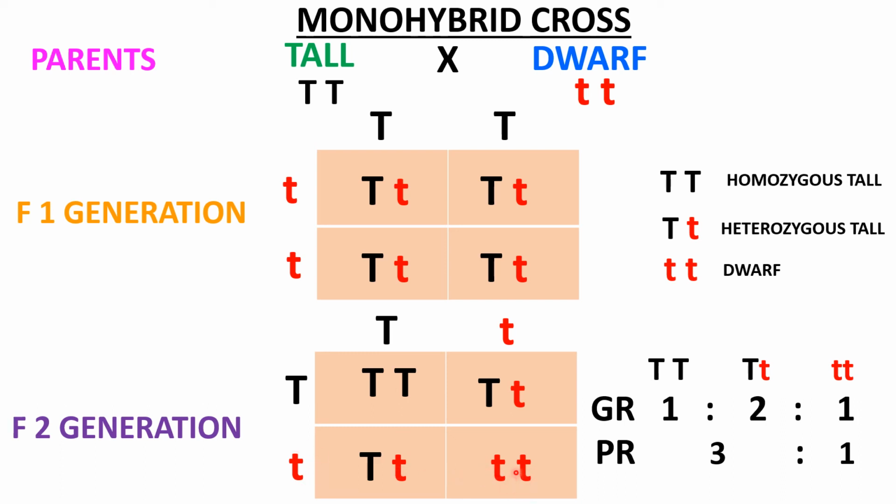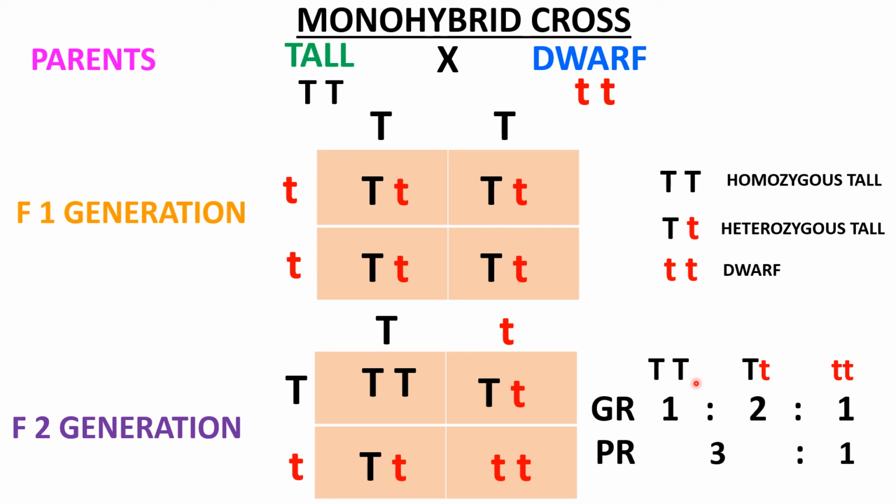The phenotypical ratio in the F2 generation happened to be 3:1, where 3 are tall and 1 is short. Genotypically, it is capital T capital T 1, capital T small t 2, and small t small t 1, so the genotypical ratio is 1:2:1. The phenotypical ratio is 3:1 for a monohybrid cross.